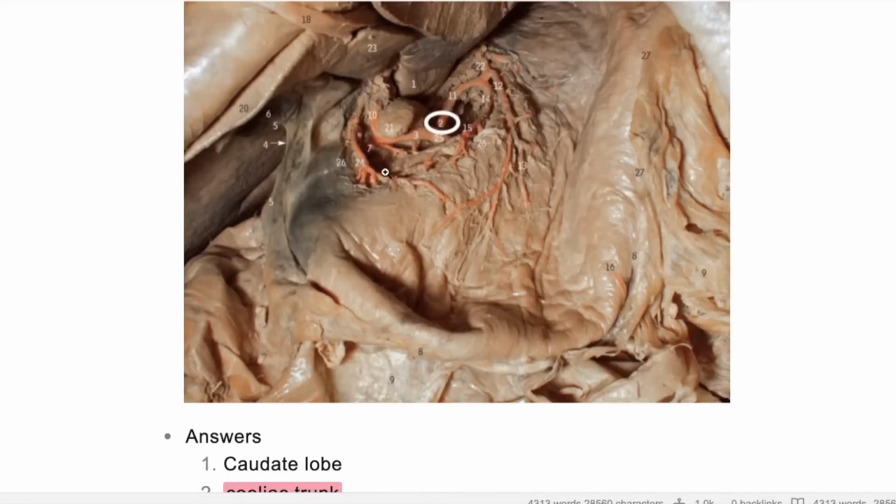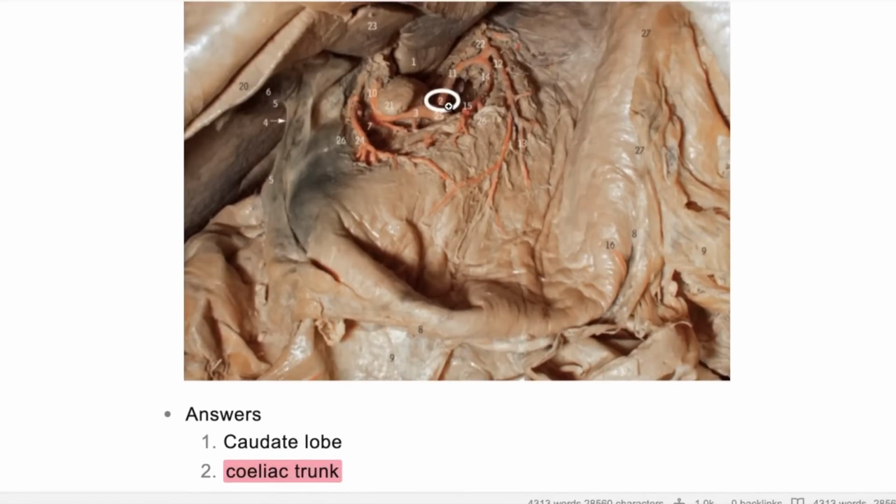Good. Number 24, do you know what number 24 is? No. So you have here the hepatic artery. 24 is on the lesser curvature of the stomach, on the right side. So this is the right gastric artery, coming from the hepatic artery proper. Do you know number 11? 11 will be the left gastric artery. Well done.